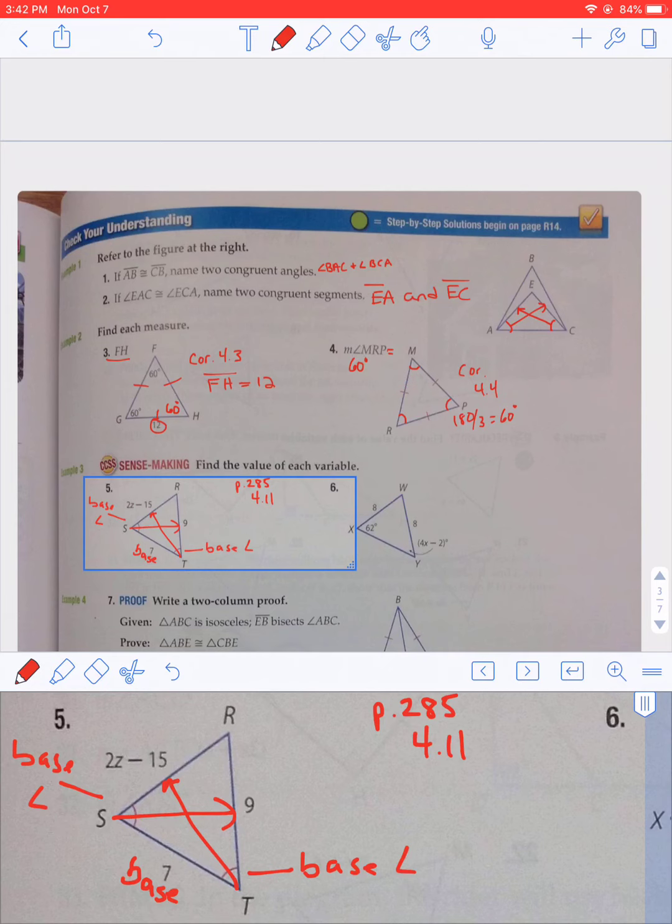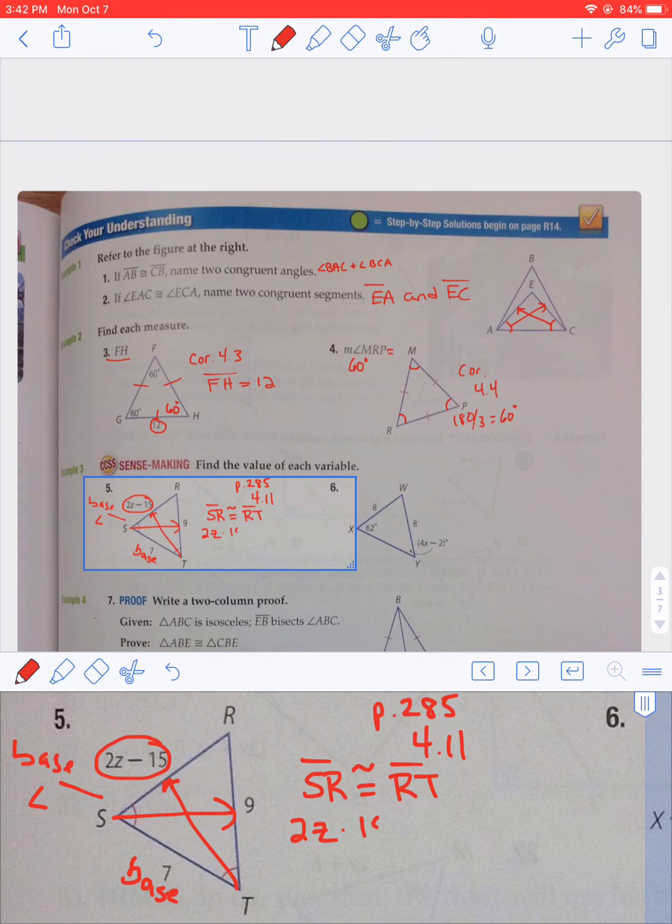And so after we look at that, we're able to say, okay, well, since we know those angles are congruent, then we know those sides opposite are congruent. So therefore, because of page 285, theorem 4.11, we know SR is congruent to RT. What do we know about SR and RT? Well, segment SR is equal to, so I'm going to just do some substitution here. And I'm going to erase this little base angle description here so I have some room. So I know SR is 2z minus 15. I know RT is 9.